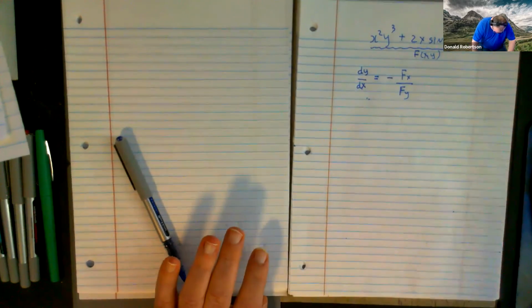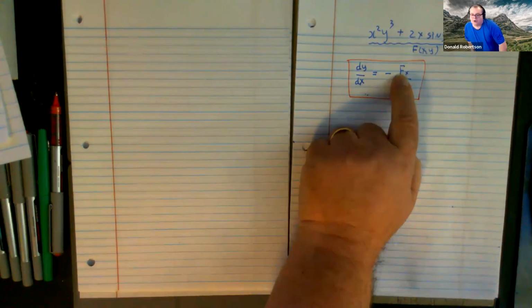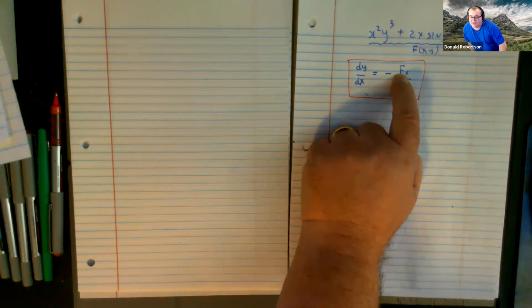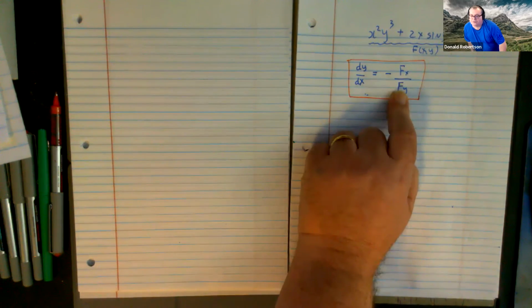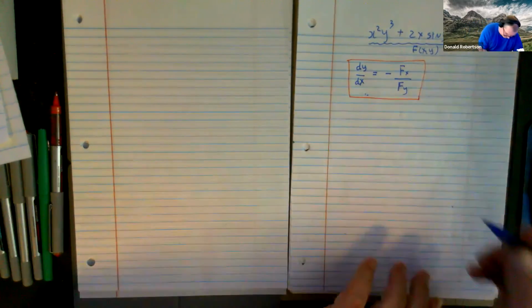This one is one of those questions where you probably should memorize the formula. And what we got here is that for this Calc 1 question, its derivative dy by dx is equal to the partial derivative with respect to x divided by the partial derivative with respect to y, and then you stick a negative in front of it.